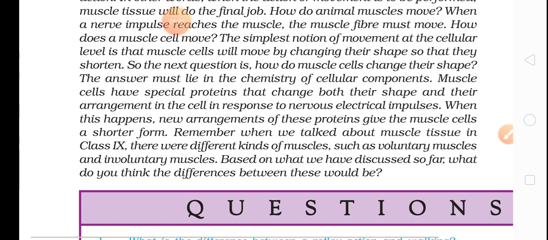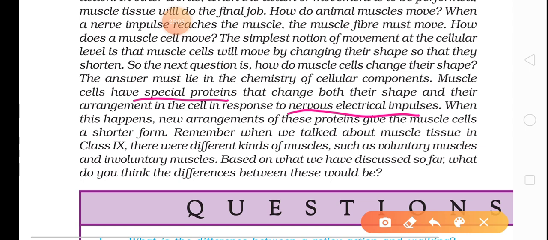Okay, see, what they are telling is that when we are moving our hand, what is happening? The muscle cells are contracting. Okay, and how exactly are they contracting? Because in muscle cells, what do we have? We have special proteins. And these special proteins, when they are getting the nerve electric impulse, are changing into a new arrangement. Okay, that means they are changing their shape.